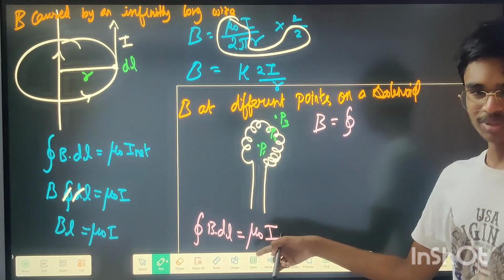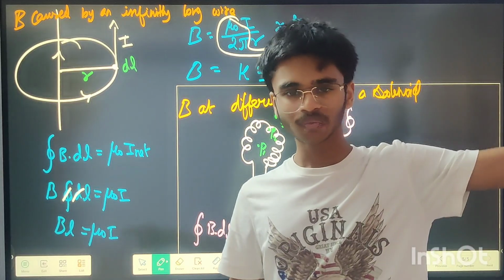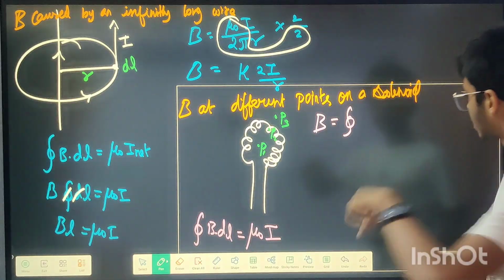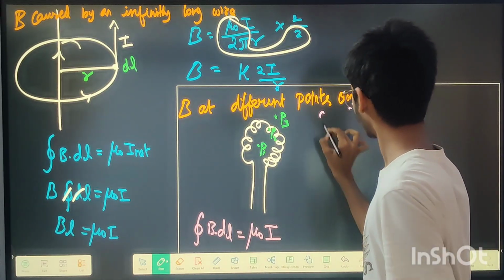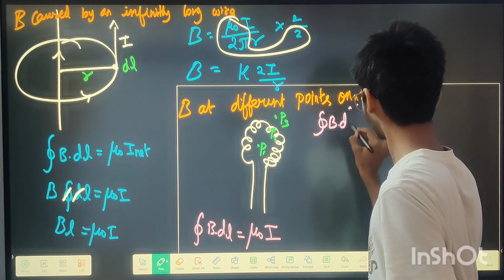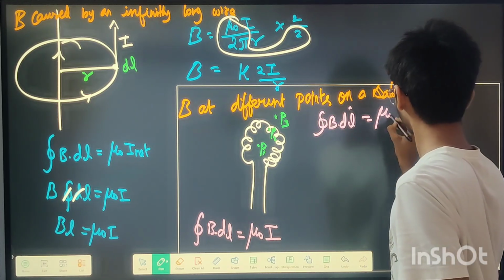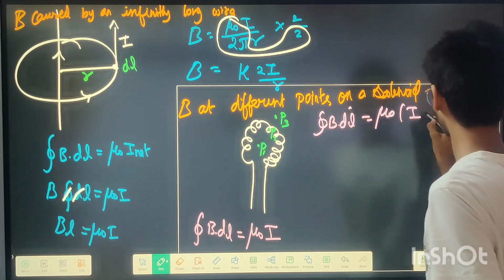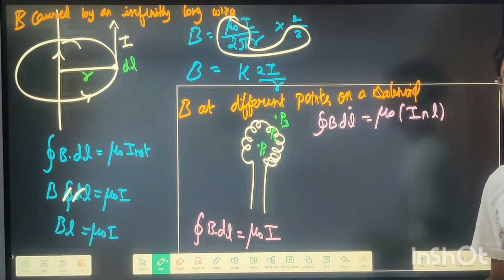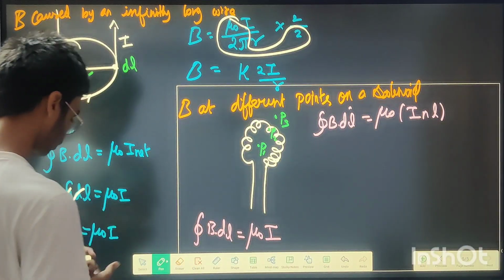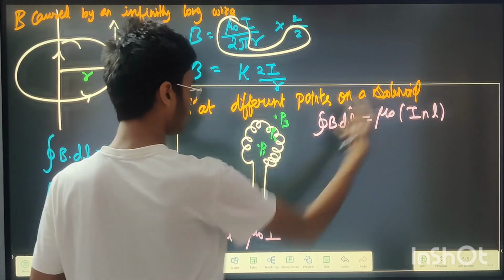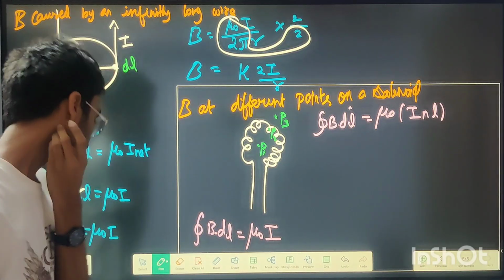In place of I, what can I substitute? This is something we know, right? From Ampere's circuital law, we have studied this formula. So line integral of B dot dl is equal to mu naught I into n L. This formula we know, where in place of L you can substitute the formula 2 pi r.